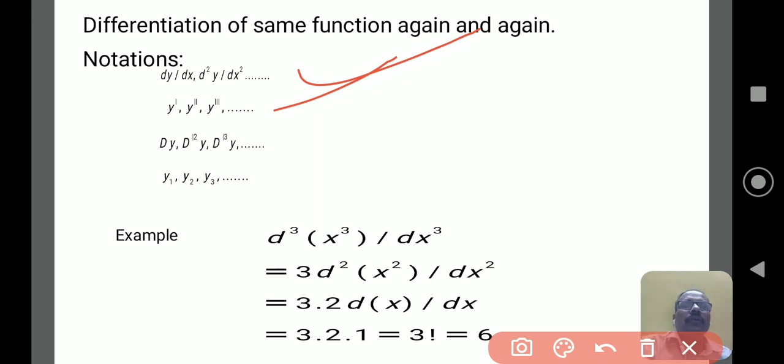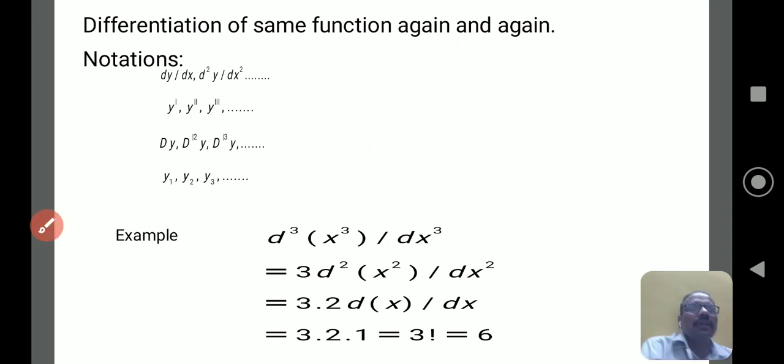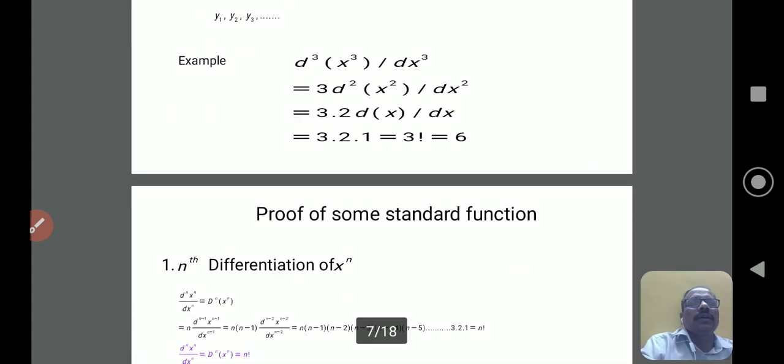We can also represent it as Dy, D2y and D3y, where capital D is nothing but d by dx with respect to the independent variable. In the simplest way we can represent the nth derivatives as y1, y2, y3 and so on. Once again, I want to repeat the definition of nth differentiation: differentiation of the same function again and again is called successive differentiation or nth differentiation.